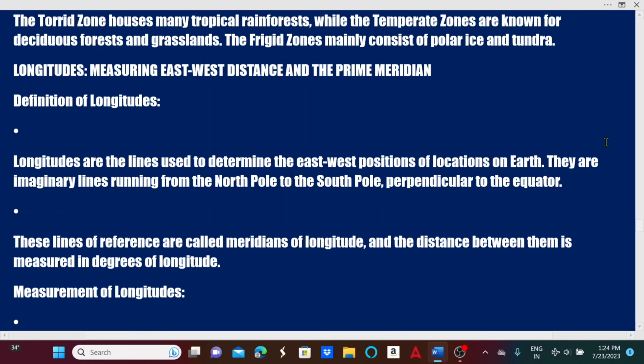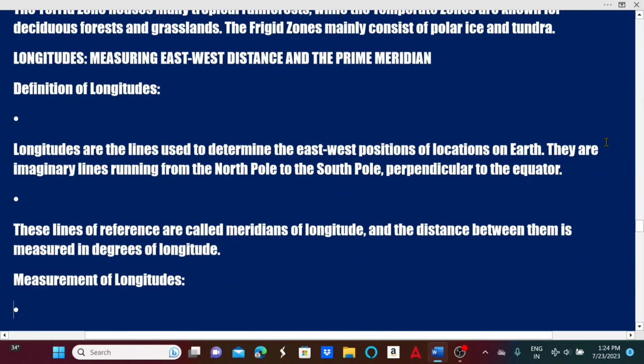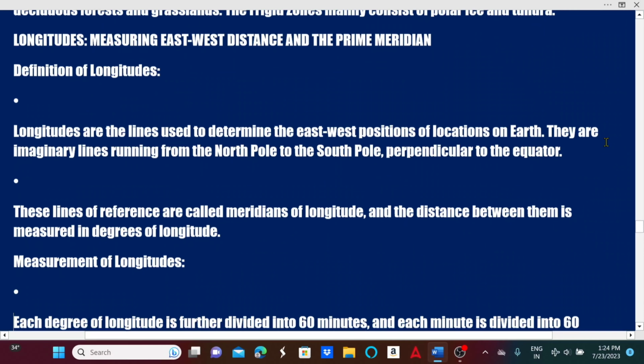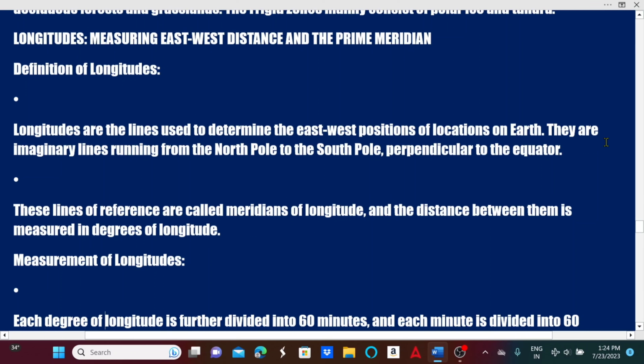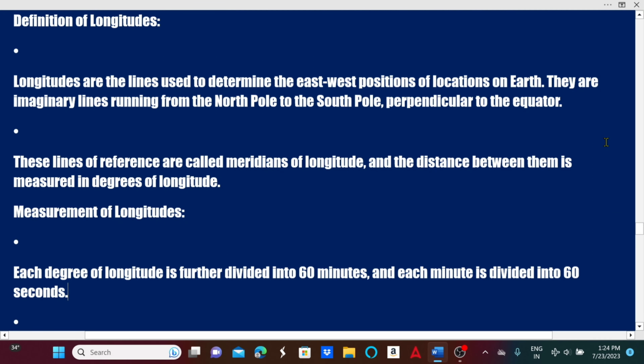How to measure longitudes? We have measured latitude in degrees, where 111 km is equal to 1 degree. Here, what is one degree of longitude equal to? Each degree of longitude is further divided into 60 minutes, and each minute is divided into 60 seconds.